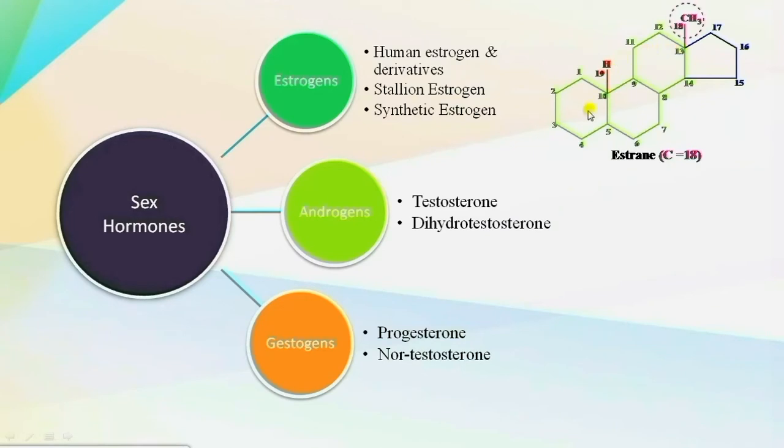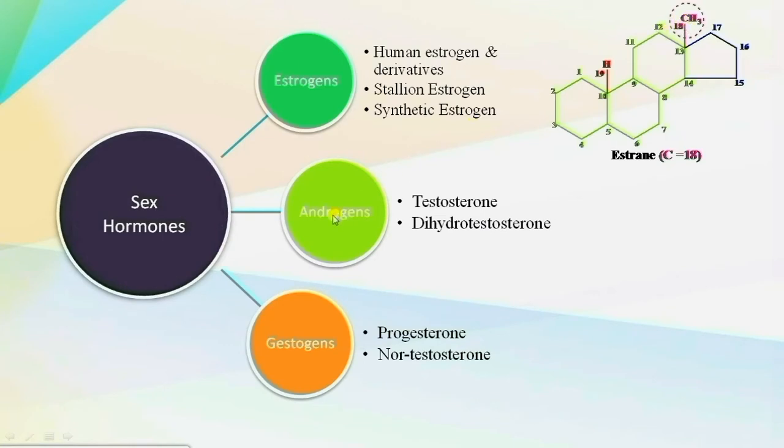Estrane nucleus contains 3 six-member rings and 1 five-member ring. The 3 six-member rings are known as the perhydrophenanthrene nucleus, and this five-member cyclopentane ring is fused with this perhydrophenanthrene nucleus. Estrane contains 18 carbon atoms. So, at the 18th position, a methyl group is attached to the basic skeleton of steroids.